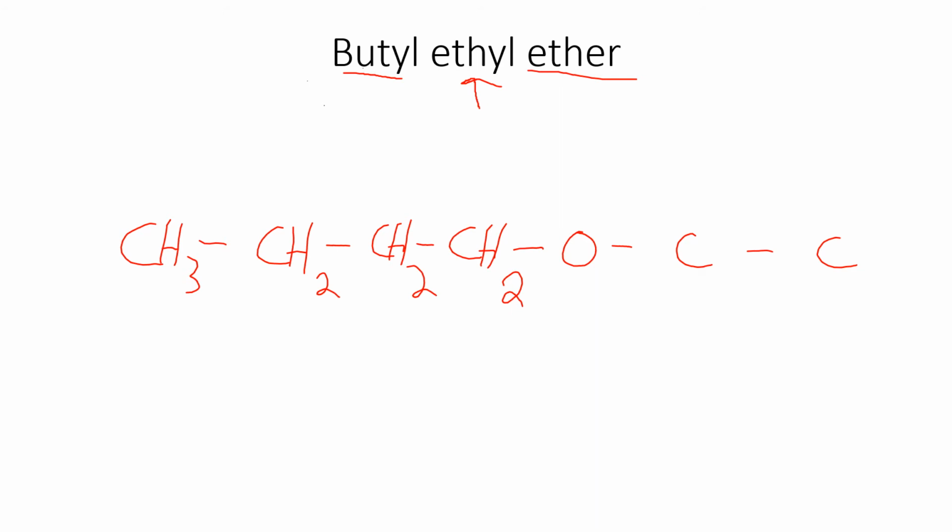Now the oxygen. Remember, oxygen gets 2 bonds. Look at that oxygen. It already has its 2 bonds. You're not going to add any hydrogens to that. Oxygen already has its proper number of bonds, which is 2.